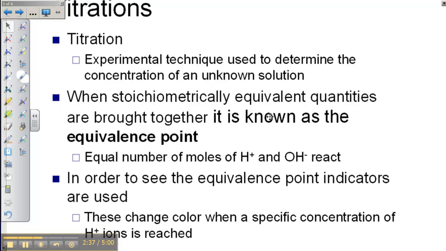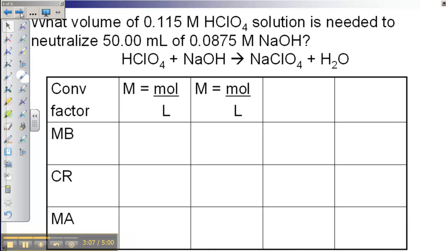So a couple of terms to remember. When your stoichiometrically equivalent quantities, that means the number of moles, are the same, it's known as the equivalence point. So the equal number of moles of hydrogen and hydroxide react, and this is typically an acid-base reaction. We use an indicator, which is a solution that changes color when you put it into an acid or a base. So you'll see these in class when we do a couple of them. But let's learn the math first.